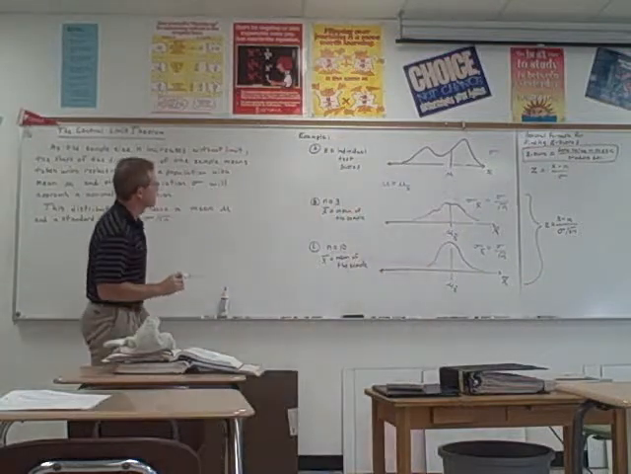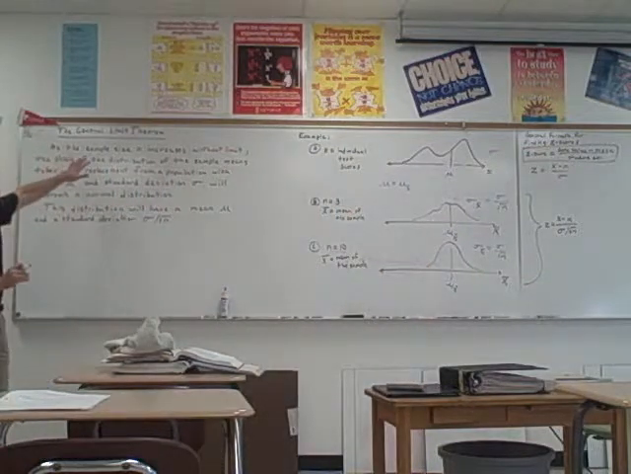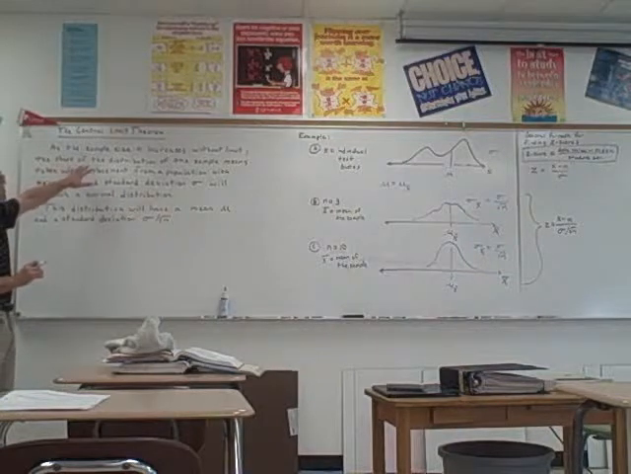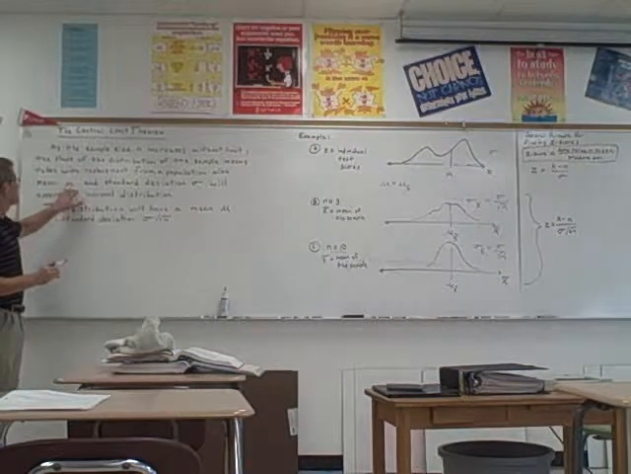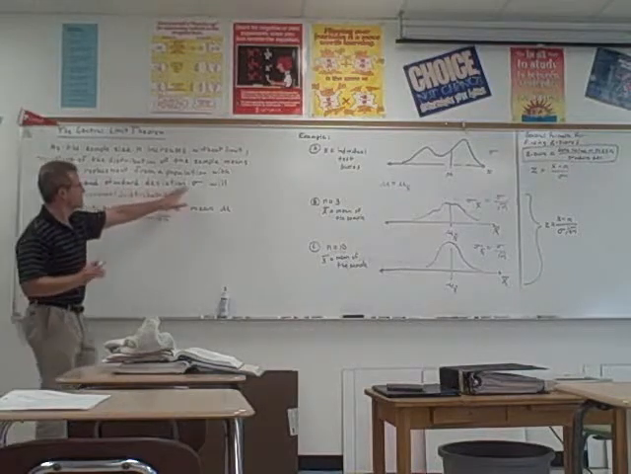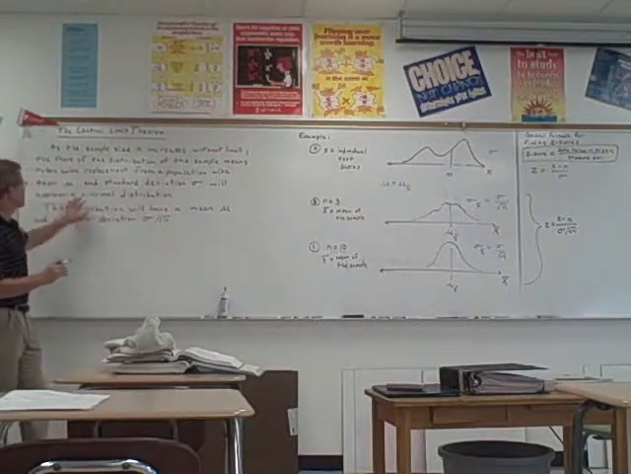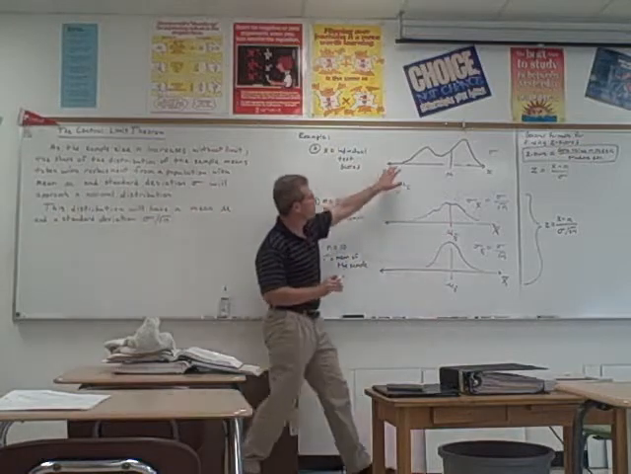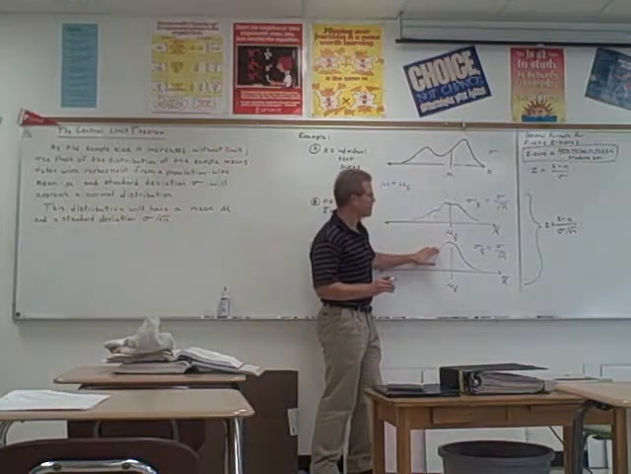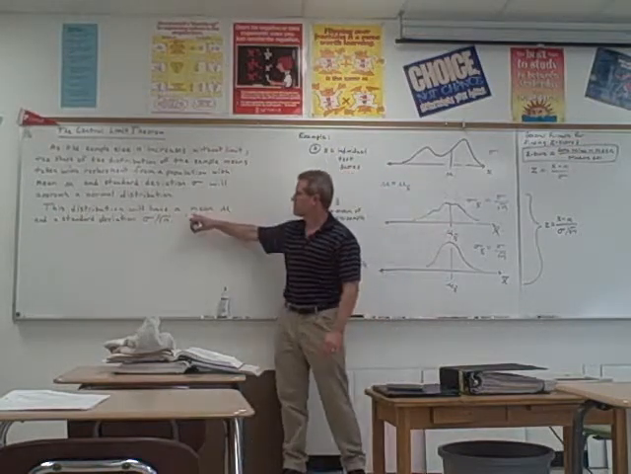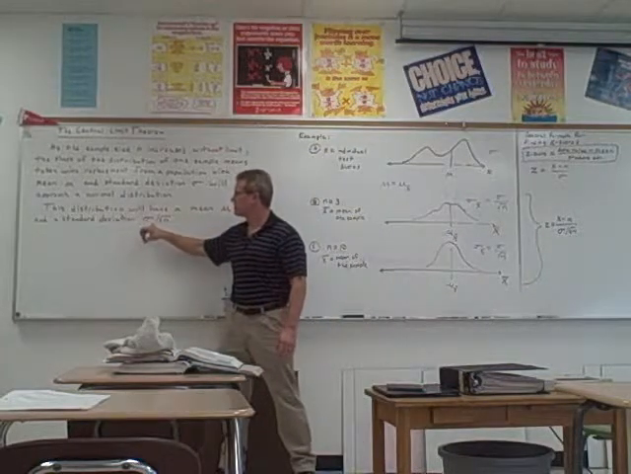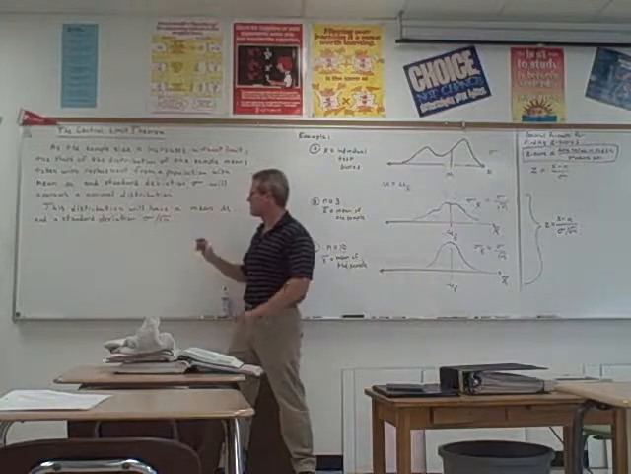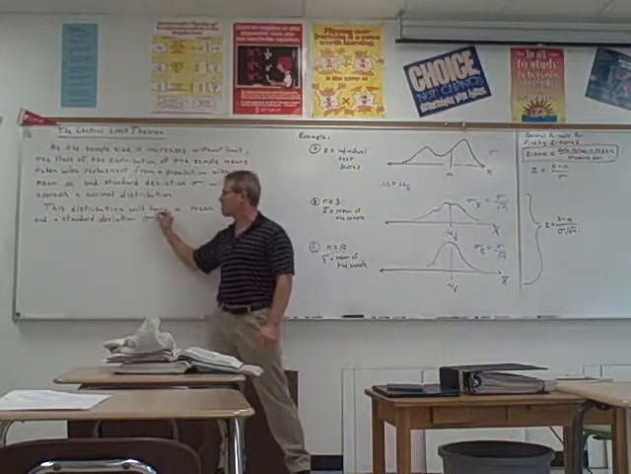See if I'm forgetting anything here. As the sample size n increases without limit, the shape of the distribution of the sample means taken with replacement from a population with mean mu and standard deviation sigma will approach a normal distribution. You can see it becomes more normal as we go down, as n gets larger. The distribution will have a mean of mu and a standard deviation divided by the square root of n. And again, we call that the standard error of the means.